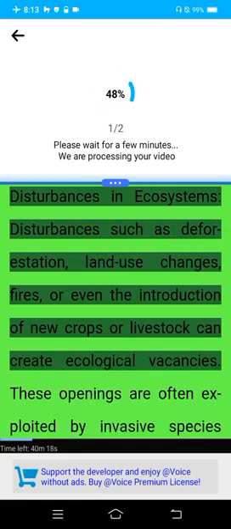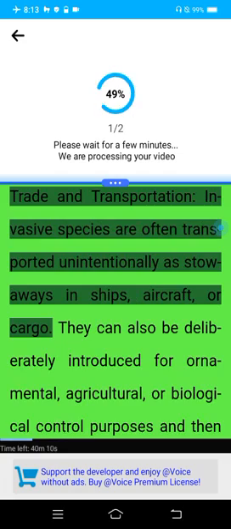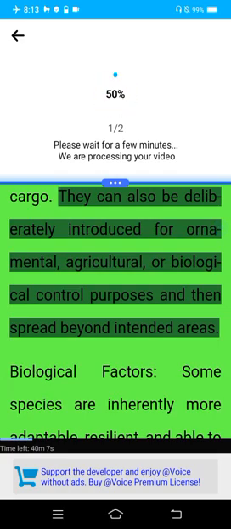Disturbances in ecosystems. Disturbances such as deforestation, land use changes, fires, or even the introduction of new crops or livestock can create ecological vacancies. These openings are often exploited by invasive species that can rapidly take over disturbed or degraded areas. Trade and transportation. Invasive species are often transported unintentionally as stowaways in ships, aircraft, or cargo. They can also be deliberately introduced for ornamental, agricultural, or biological control purposes and then spread beyond intended areas.